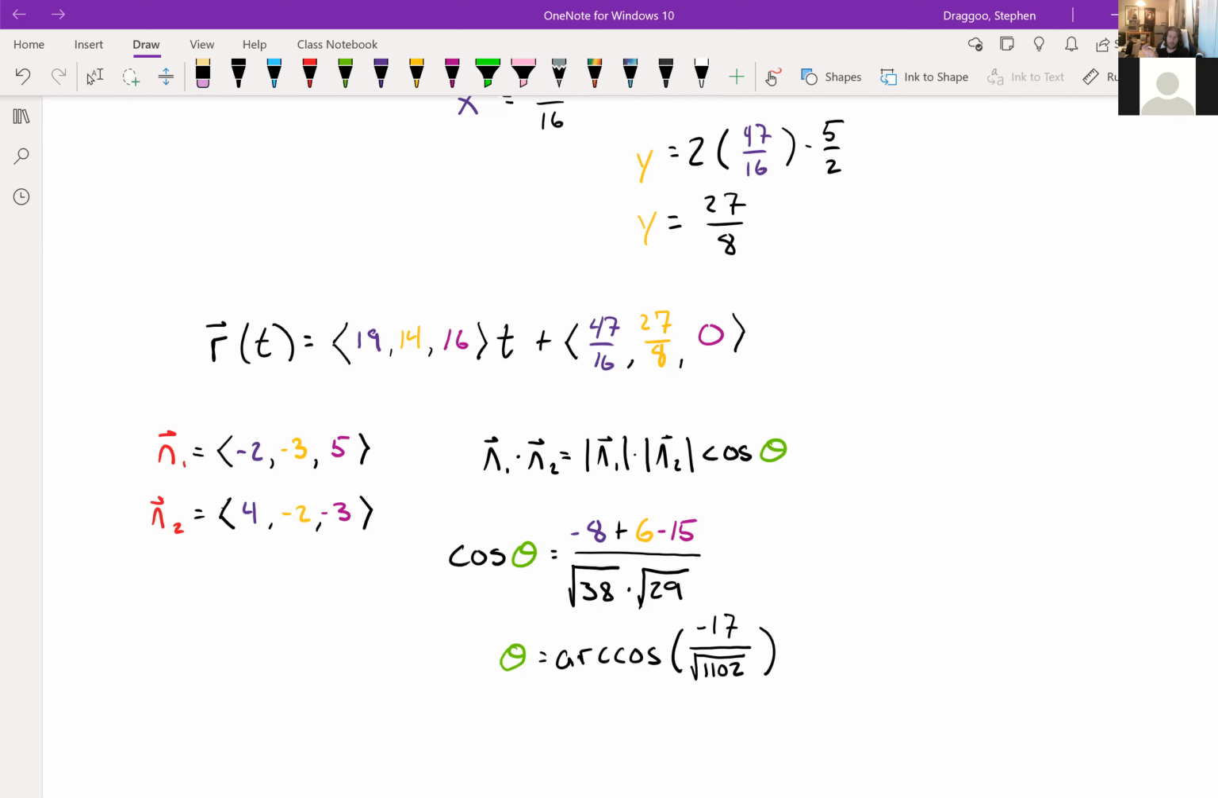Then in the end, what did I want? I wanted the angle of intersection between the planes. That'll be the same as the angle between the two normal vectors. And I have an equation for finding an angle between two vectors. I could use the cross product if I wanted to, but I usually think the dot product method is easier. So I'm going to use the dot product equation: the dot product of two vectors equals the magnitudes of the vectors times the cosine of the angle theta. So take their dot product, divide by their magnitudes. I get cosine theta equals some number, looks like -17 over square root of 1,102. And then theta is just the arc cosine of that number.